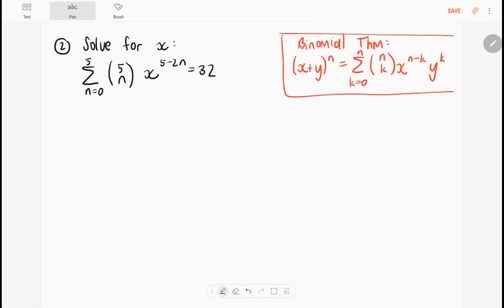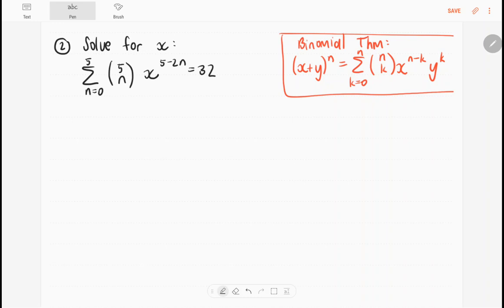The next problem says solve for x. So we have the sum as n goes from 0 up to 5 of 5 choose n, x to the 5 minus 2n equals 32. What we want to do here is try and write our left hand side as the sum of two terms all to the power of 5 equals 32. And then from that, we want to solve for x.